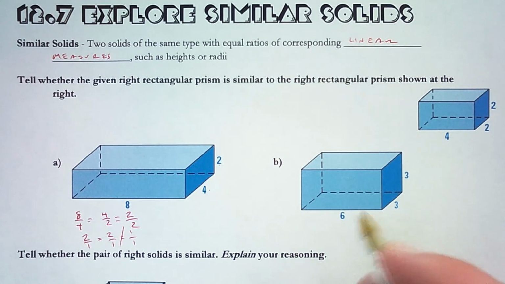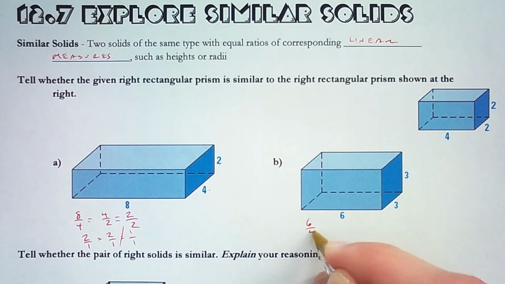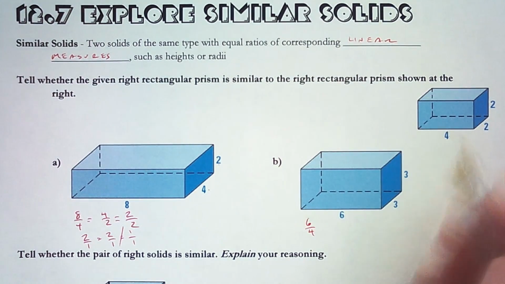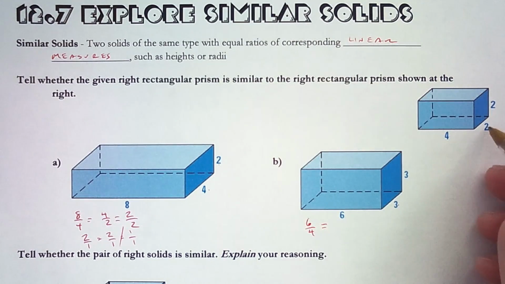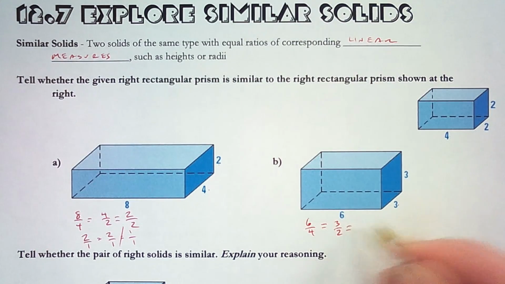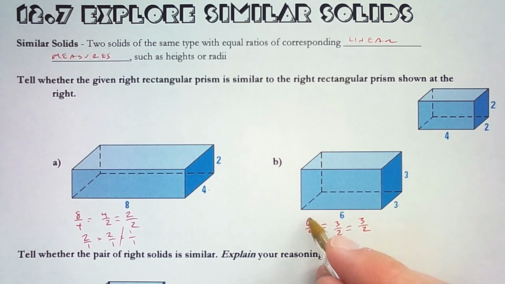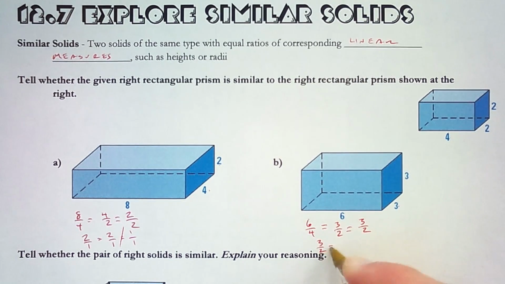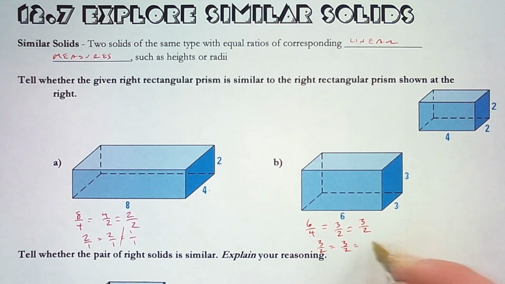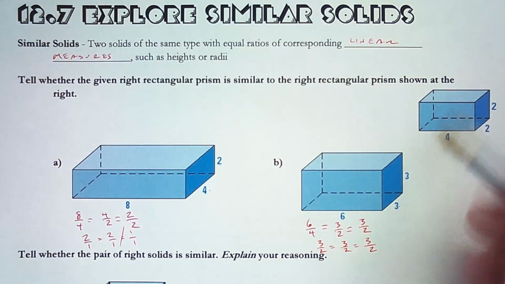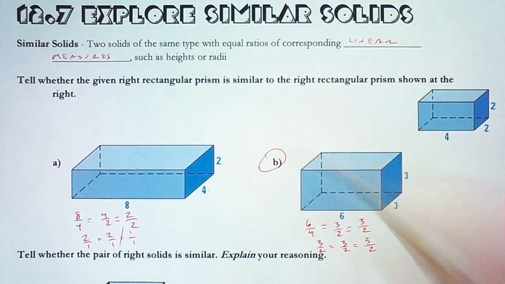How about B? So we've got 6 is to 4, as 3 is to 2, as 3 is to 2. Now 6 over 4, 2 goes into both of those, 3 times and 2 times. So we get an extended ratio of 3 to 2 equals 3 to 2 equals 3 to 2. Those are all the same, and that means that these two figures are indeed similar.